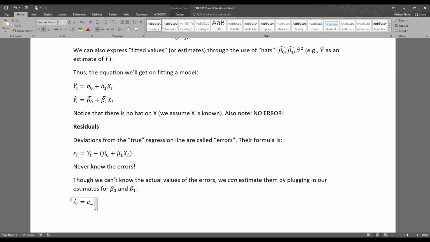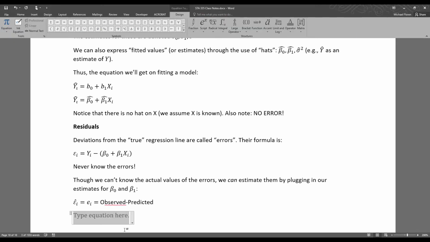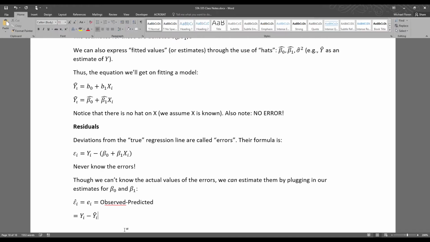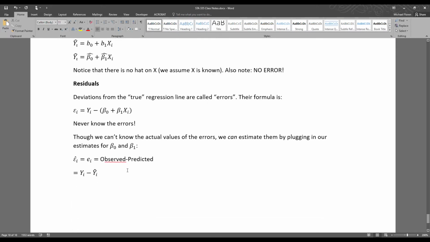So this epsilon hat tends to be denoted as e. Just like when we go from beta to b, where beta is the population value and b is our best guess with our sample, epsilon is the population value, e is the best guess with our sample. And this is just the observed values minus the predicted values. And recall, we had notation for observed and predicted. Our observed values were y sub i. Our predicted values were y hat sub i. So that's another way of denoting this: the difference between observed and predicted.